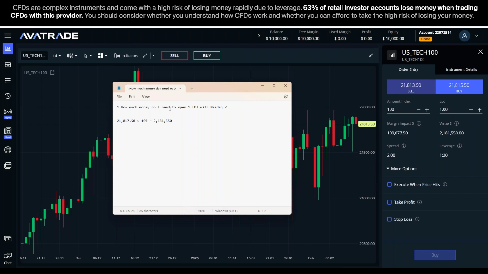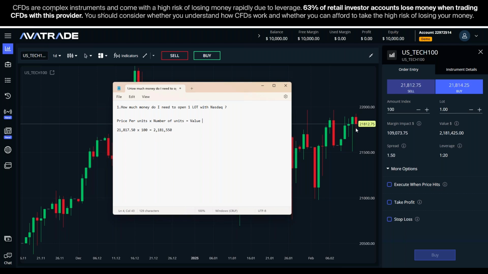Okay, and at the moment, let's also elaborate about this equation. We have the price per unit. It doesn't matter if it's an index or a stock or whatever you're measuring. Price per unit times number of units equals the value. The same applies here: 21,815 times 100 gives us 2,181,750. Well, the price changed a bit.